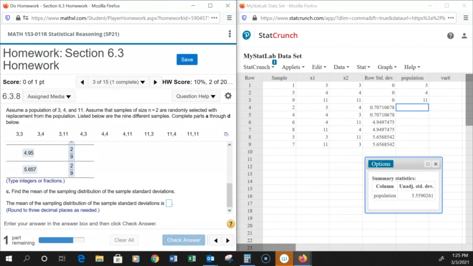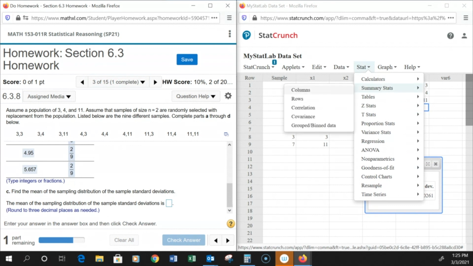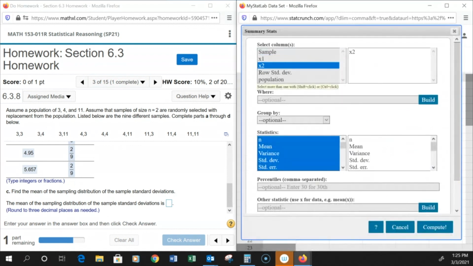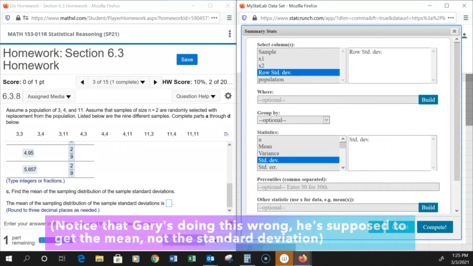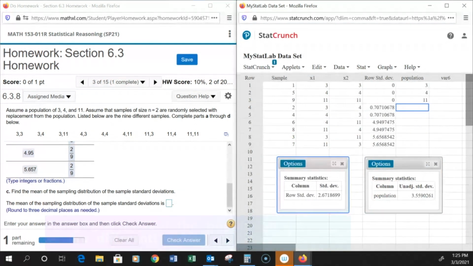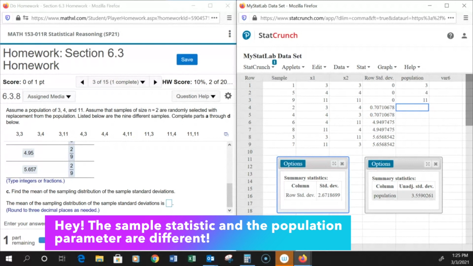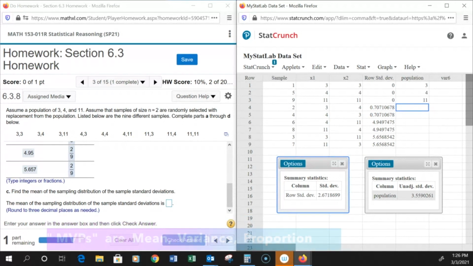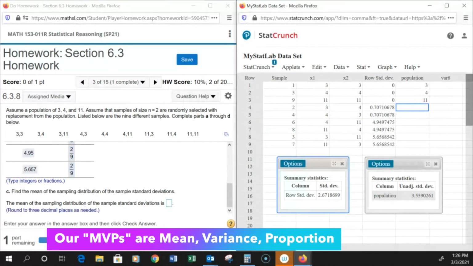That was great. And then they say, find the mean of these sample statistics, of the sample standard deviations. And in order to find the mean, these data are arranged in a column. So I go to Stat, I go to Summary Stats, I go to Columns, I choose that column, and I click on mean, and I compute, and it comes out... it's not exactly the same, is it? Oh, look, they're different. Whoa, what? They're different. Right. Which ones are the same? Our MVPs, the mean, the variance, the proportion.